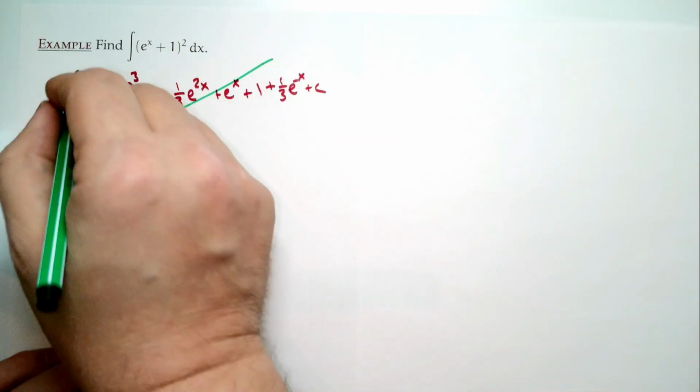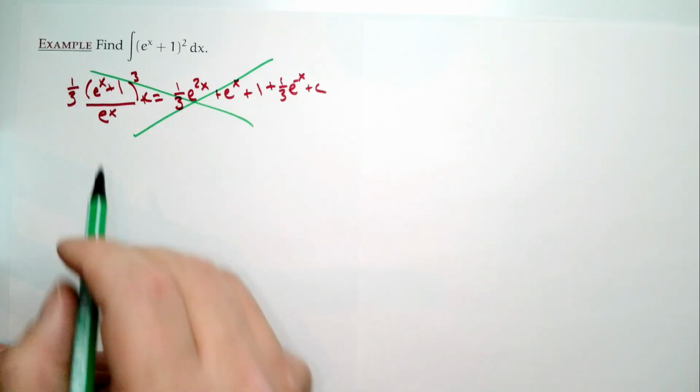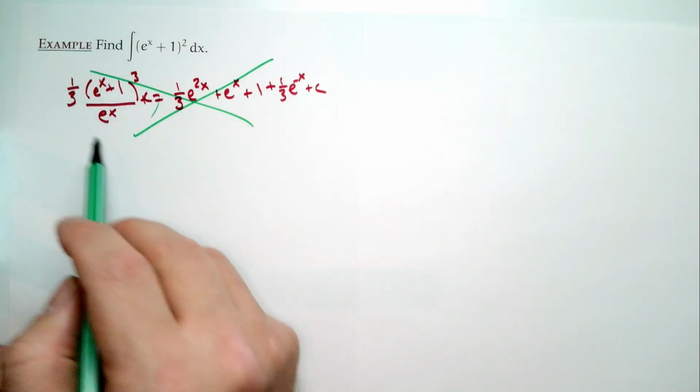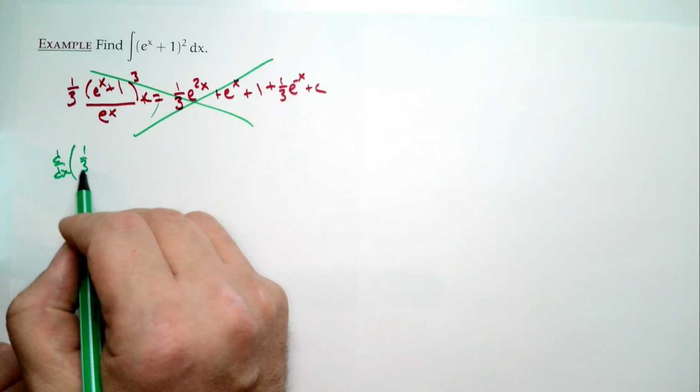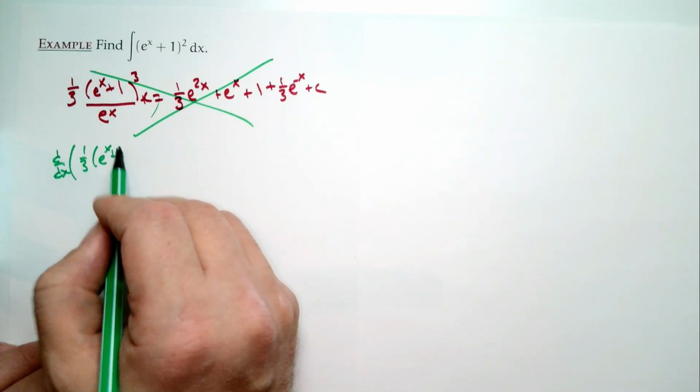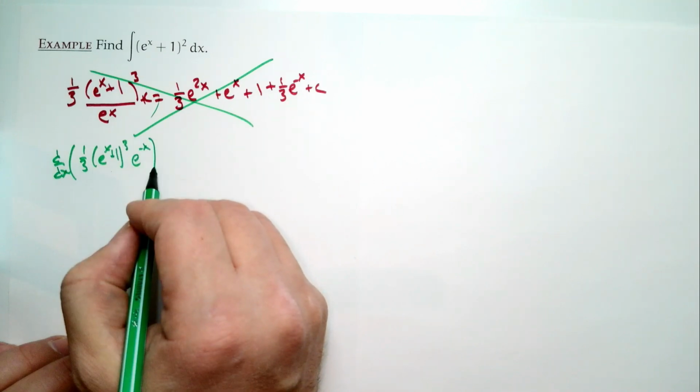Now, at this point, you're probably saying, really? It feels so good, though. Why doesn't it work? Now, the reason that this will fail is actually not so bad. It's not so hard to see what's going on that causes you trouble. So, suppose you were to take the derivative of this expression. So, the derivative of 1/3 e to the x plus 1 cubed, and I'm going to write this divided by e to the x as e to the negative x.